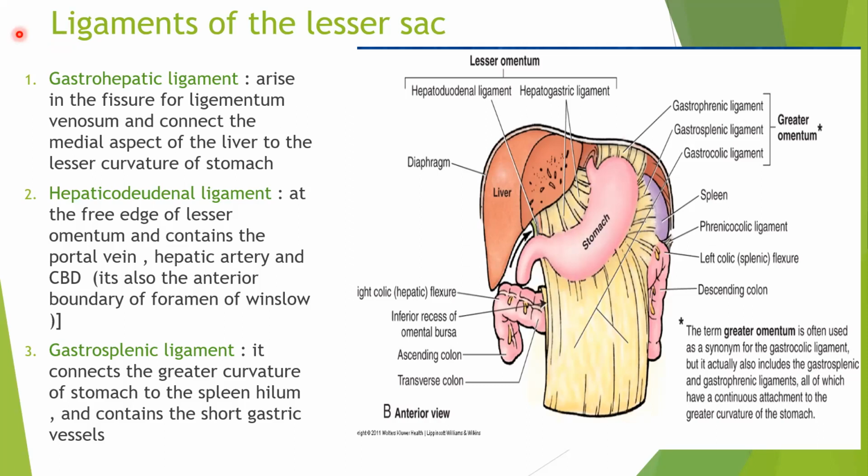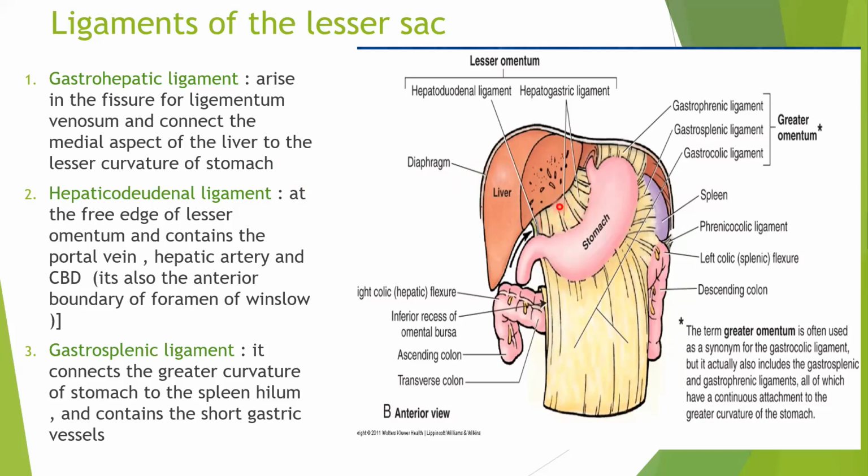The gastrohepatic ligament arises in the fissure of ligamentum venosum and connects the medial aspect of the liver to the lesser curvature of the stomach. The hepatoduodenal ligament is at the free edge of the lesser omentum, and it contains the portal vein and the hepatic artery and the CBD, as we said. The gastrosplenic ligament connects the greater curvature of the stomach to the splenic hilum, and contains the short gastric vessels.